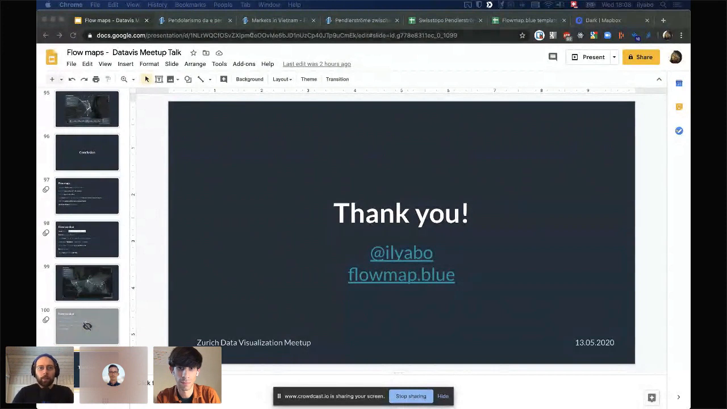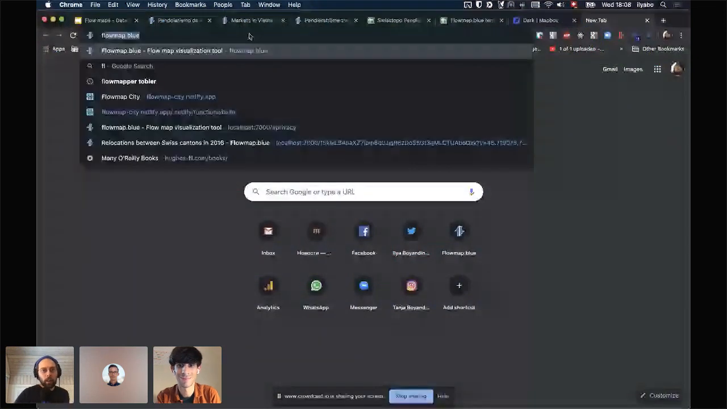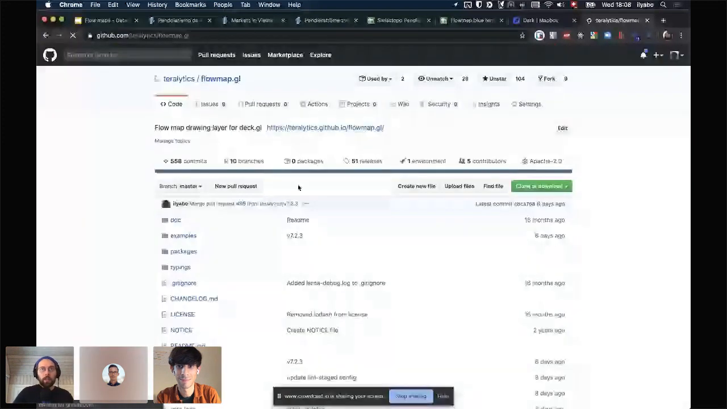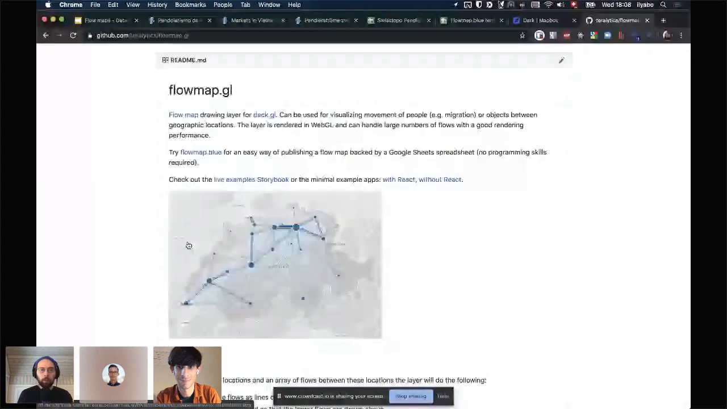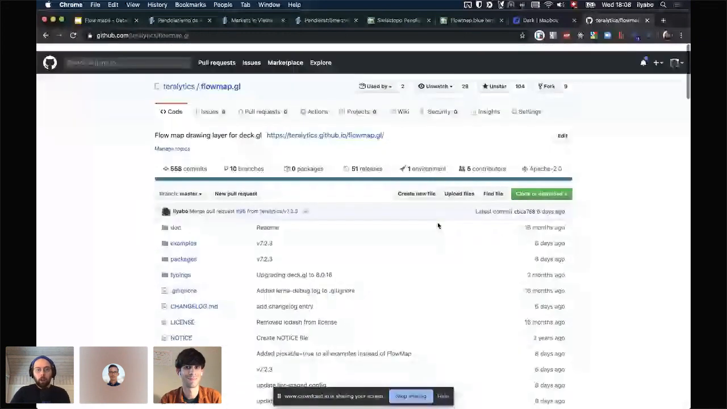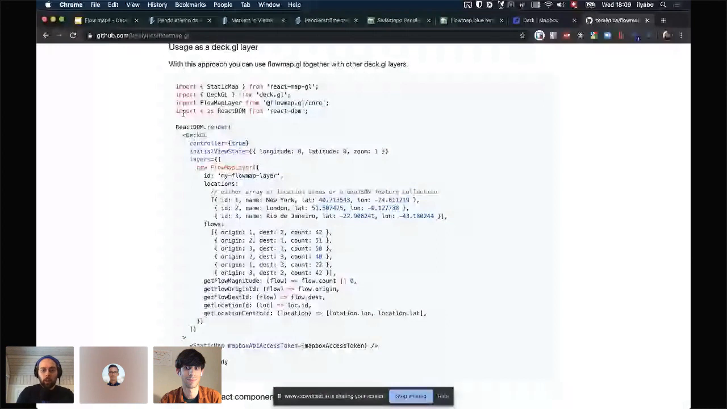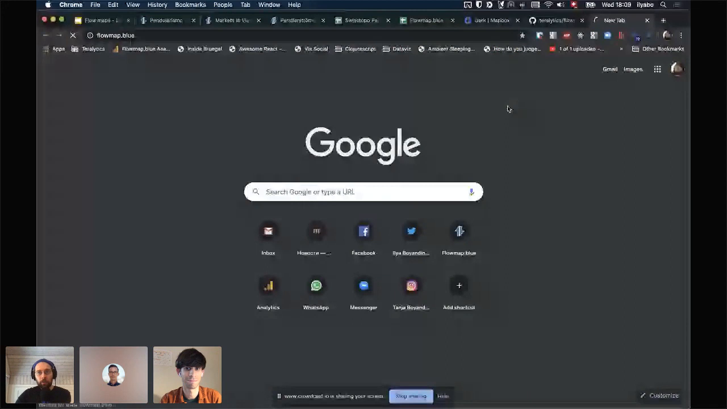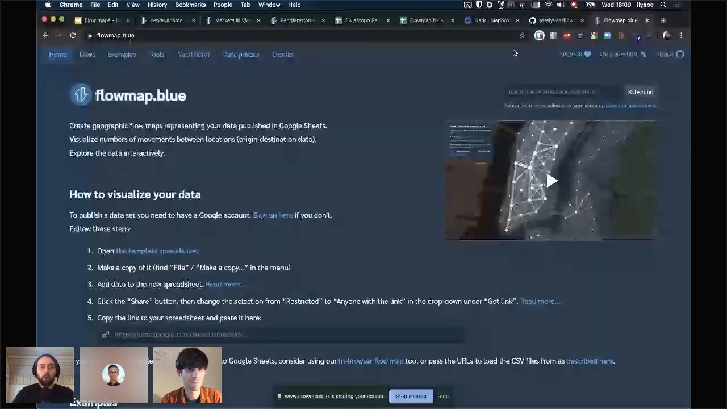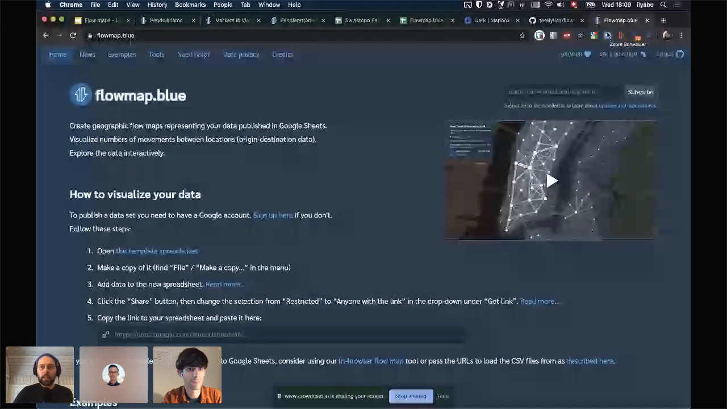No, that's not quite the case. At Teralytics, we first developed this DeckGL layer for rendering flow maps. This is what we are using in our commercial product, but we open sourced it as a library. So you can use it, but you need to write some JavaScript code for it. And Flowmap.blue I developed in my free time outside of Teralytics. Flowmap.blue also uses this library, which we open sourced at Teralytics. So Flowmap.blue is a separate thing, but it uses this library, which we published.